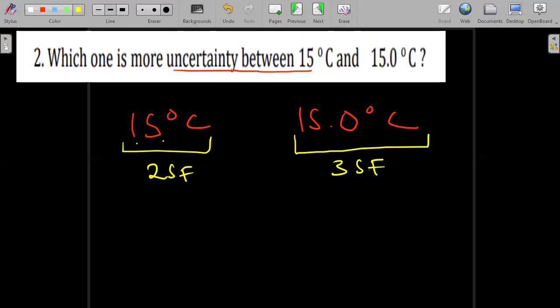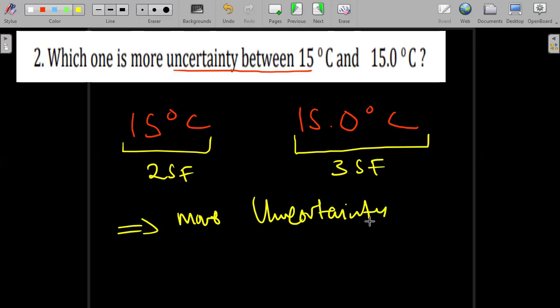Figures. Okay, so the number that is more uncertain is that number that has fewer significant figures. So we are going to say the number that is more uncertain here will just be what? The first one there. Okay, because it has two significant figures. So more uncertain will just be the 15 degrees Celsius. So this number here will be more uncertain. Why? Because it has the fewer significant what?